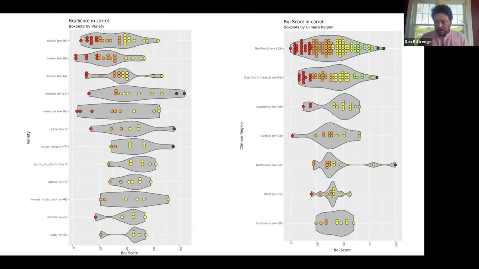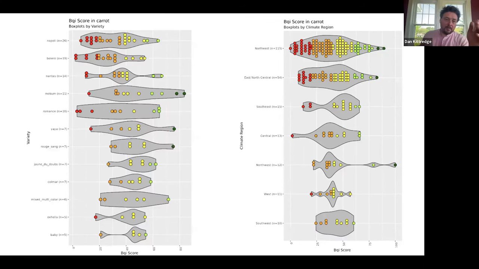Okay, so again, we're sticking just with carrots. We've got many other crops where we have similar data, but for this presentation we're focusing on one crop because that is enough to sufficiently make the point. On the left, you see box plots by variety. All those small words on the left, Napoli, Bolero, Nantes, Mokum, Romance, Yaya, Rouge Song, those are different varieties of carrot. Again, we have the fifths of the range. So the red is 0 to 20, the orange is 20 to 40, the yellow is 40 to 60, the light green is 60 to 80, and the dark green is 80 to 100.